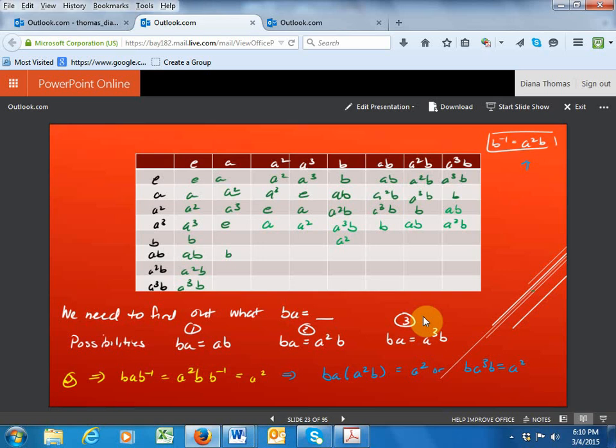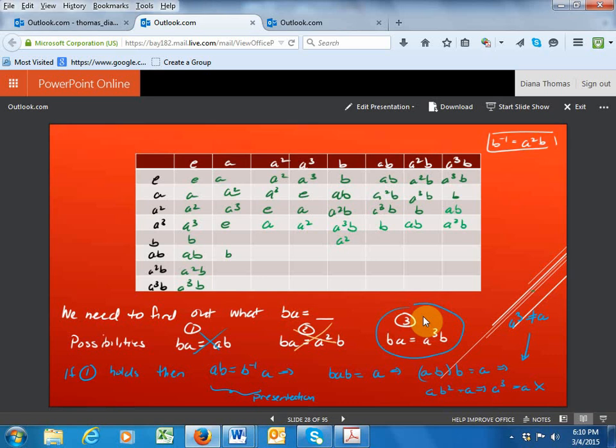When I tried b times a being certain things, I got contradictions, using the facts from the presentations. For example, I got a cubed is equal to e, and that's where I'm using that the order is 4. A cubed can't be e because I already found out the first time a to the power of z was 4. That's a contradiction, so it cannot be the second choice. And then I used number 1, and I ended up with a cubed is equal to a, which also can't happen because we just proved that those things were distinct. So that boxed off that possibility and left me with only one more possibility.